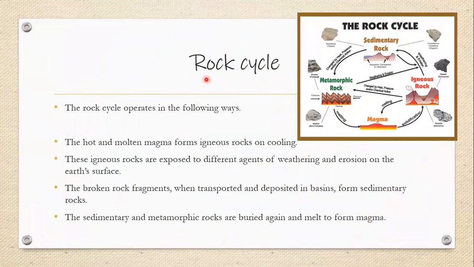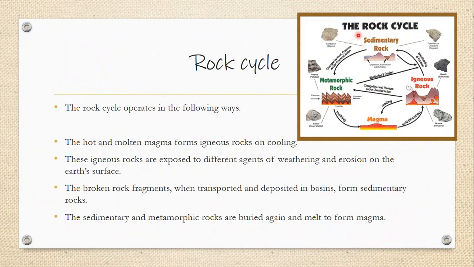Now we will learn about the most important thing, the rock cycle. The rock cycle operates in the following ways. The hot and molten magma forms igneous rocks on cooling. These igneous rocks are exposed to different agents of weathering and erosion on the Earth's surface. The broken rock fragments, when transported and deposited in basins, form sedimentary rock. The sedimentary and metamorphic rocks are buried again and melt to form magma.